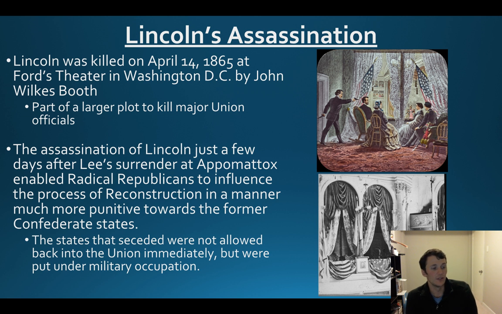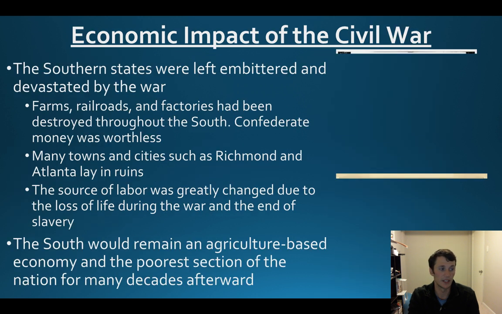And this assassination is going to enable the radical Republicans in Congress, who did want to punish the South and take punitive measures toward the former Confederate States. It allowed them to do that, right? Because they had what effectively comes down to a supermajority in Congress, and that's going to be one of the big parts of the Reconstruction era, right? The South is going to be put under military occupation because of the radical Republicans, right?